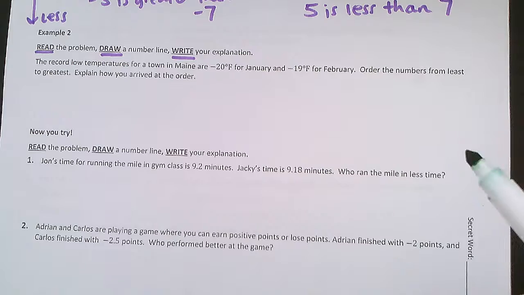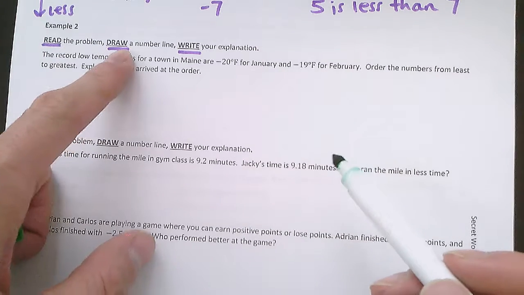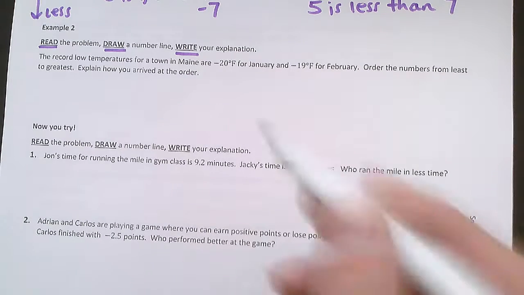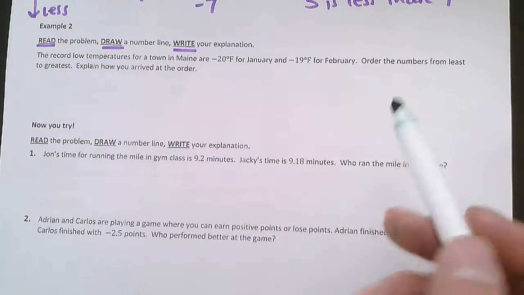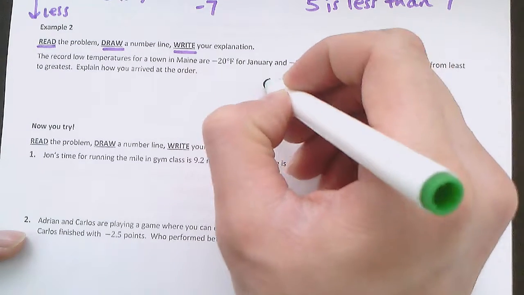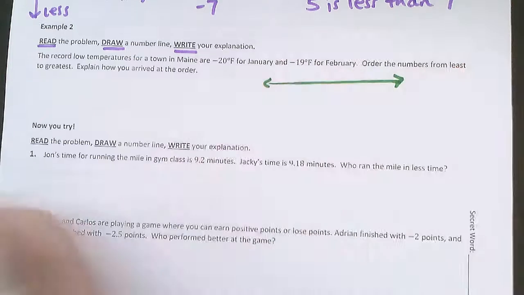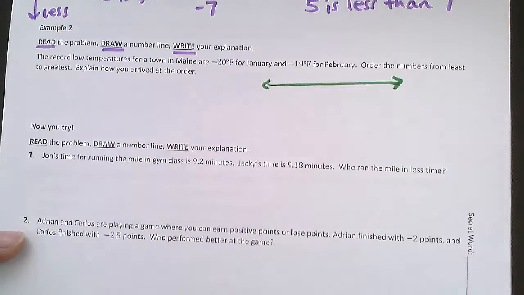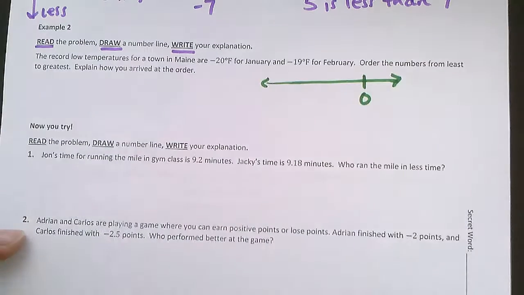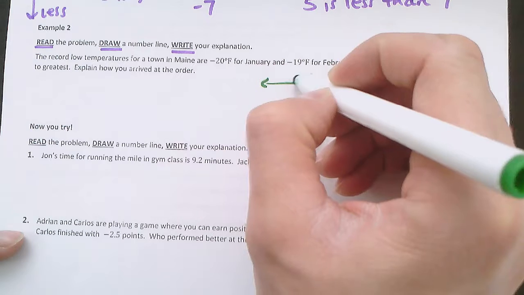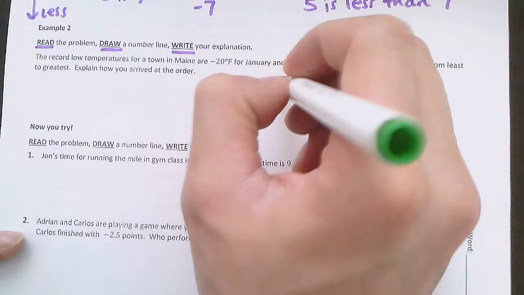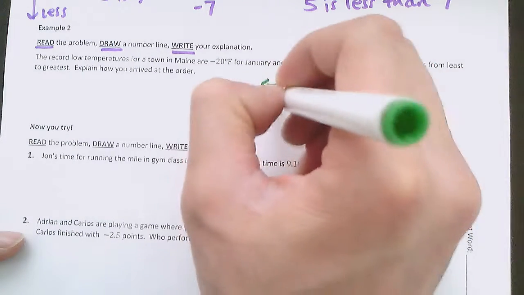So we've read the problem. Now we're going to draw a number line. Now you can draw a horizontal number line or a vertical number line. I'm going to show you both. You don't always have to do both. So if you have a horizontal number line here, I know my two numbers are going to be negative. So I'm going to leave more space on the negative and put my 0 here. So I would have negative 19, that would be around here. And then my negative 20 would be right next to it. I'd have negative 20 right there.